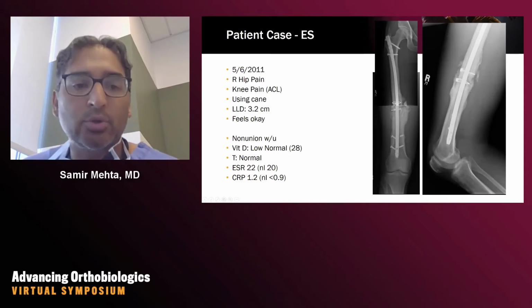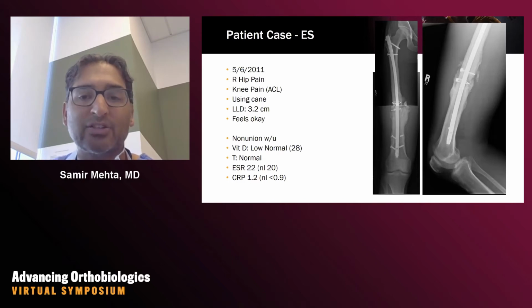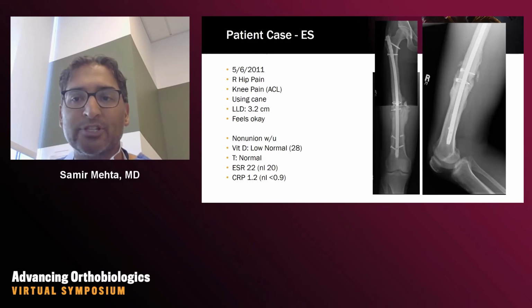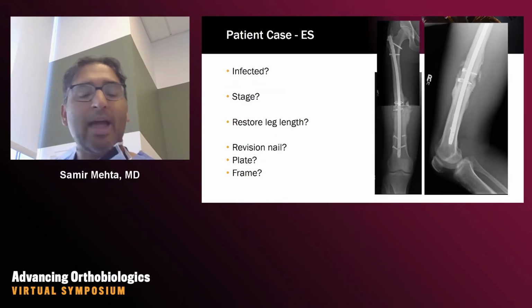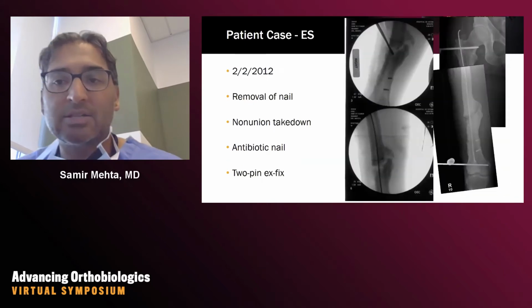So I did a non-union workup on him. His vitamin D was low, his testosterone was normal, and he had normal infection labs despite having this sort of infectious type picture. He had multiple surgeries to the site, and maybe I should have treated him like an infection patient. So I had a long discussion with him and myself about what to do, and ultimately I did a 2-stage procedure.